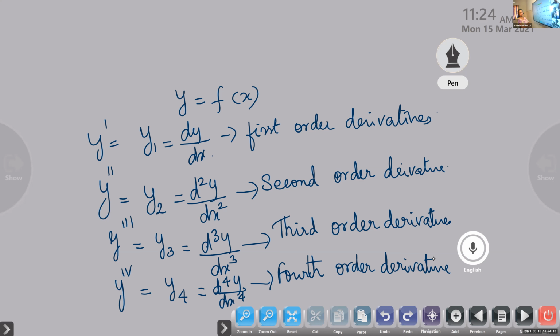Is it okay? Up to this, is it clear, children? Aishwarya, is it okay? Yes, ma'am.